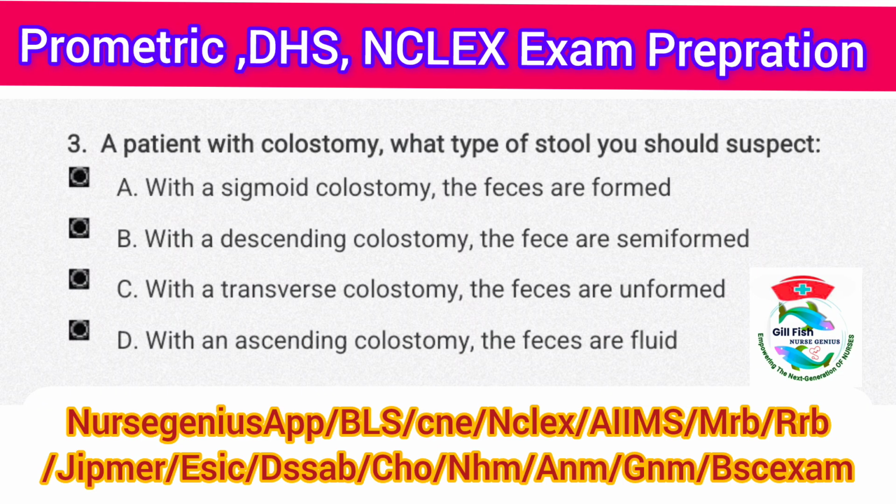Next question. A patient with colostomy, what type of stool should you suspect? Option A, with a sigmoid colostomy, the feces are formed. Option B, with a descending colostomy, the feces are semi-formed. Option C, with a transverse colostomy, the feces are unformed. Option D, with an ascending colostomy, the feces are fluid.